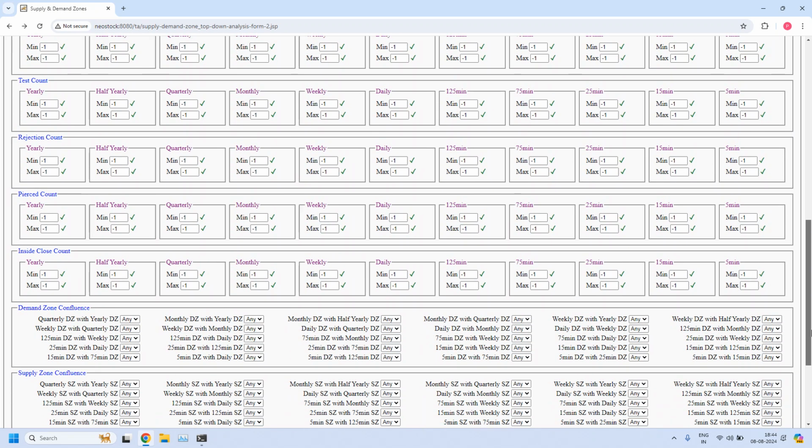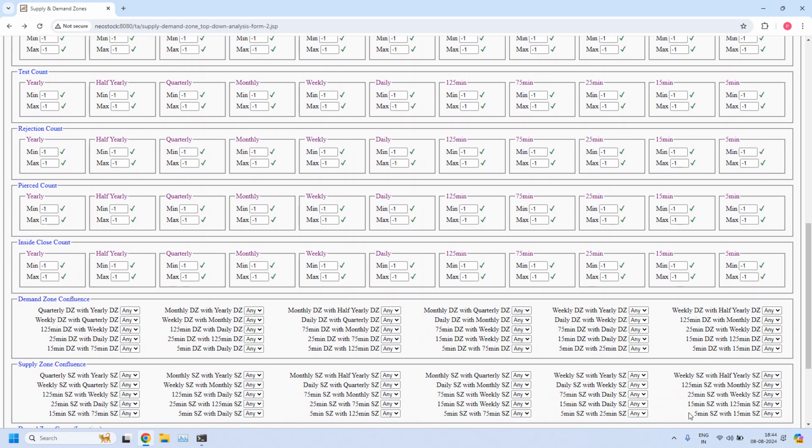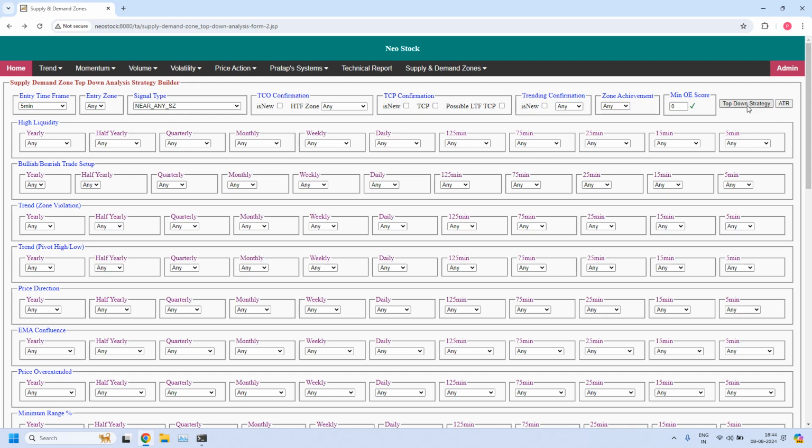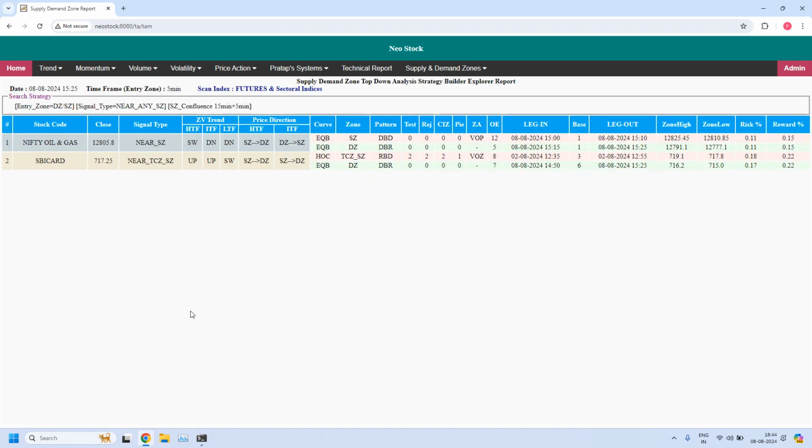So demand zone and supply zone confluence. So 5 minute supply zone with 15 minute supply zone I enabled. That means it is ITF confluence supply zones. Only 2 stocks are filtered. Out of these 2, one is already a pierced and another one is indices. That means there is no meaning again in checking for HTF confluence.